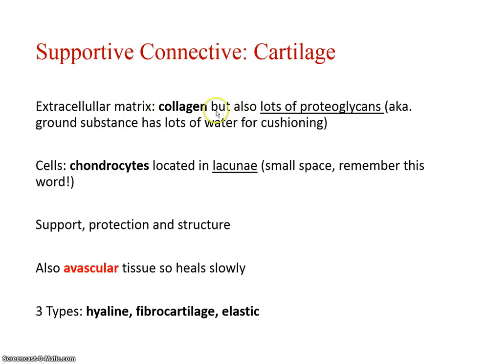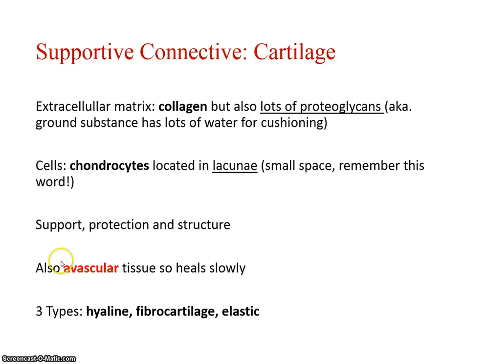There's a lot of water molecules that get trapped in here, and this gives us a nice cushioning and protective property. So the cells now are not fibroblasts, but chondrocytes. They're found in these little tiny spaces, surrounded by their own matrix. They are definitely going to give you support and protection. We put them on the caps of bones so that bones can't rub and erode.